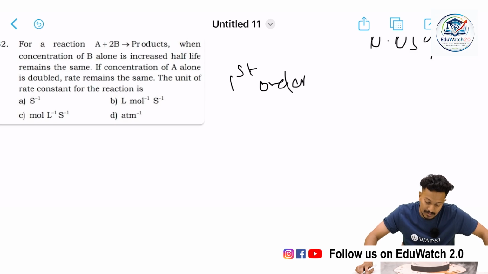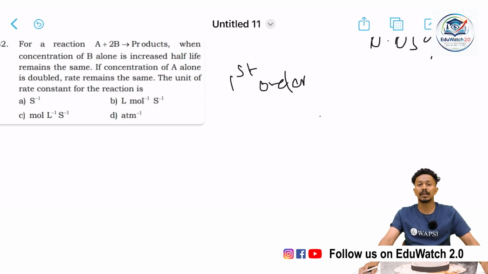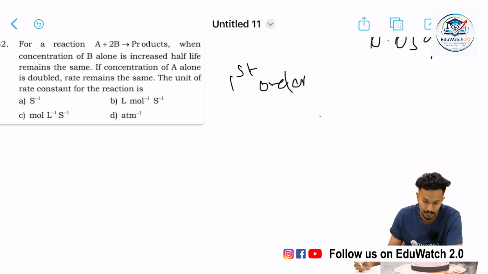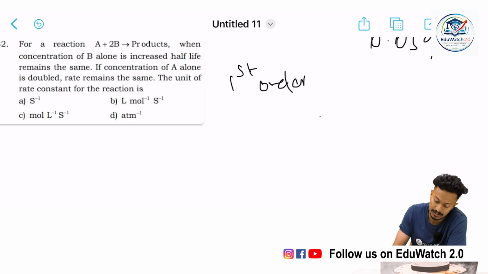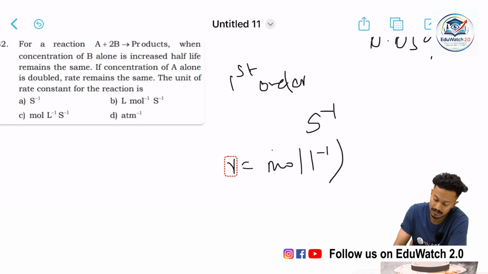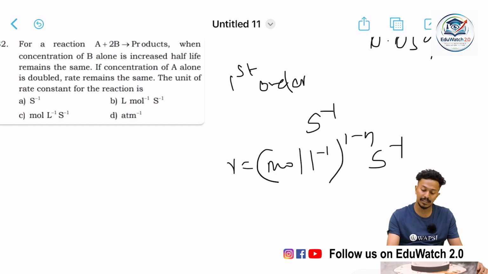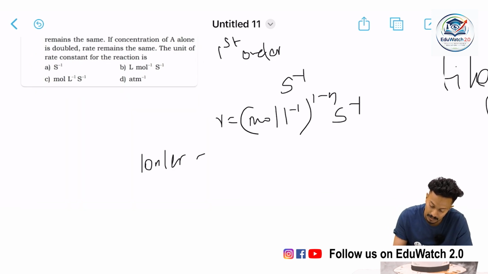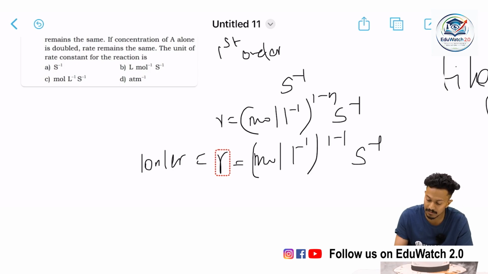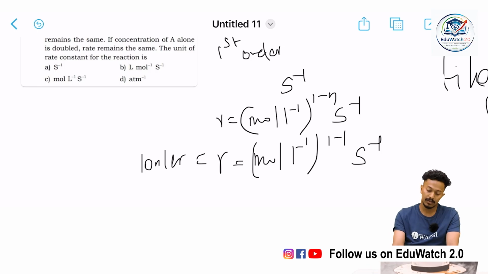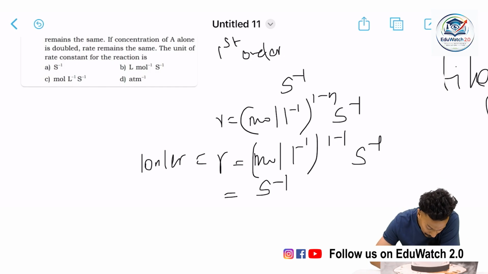If the concentration of A alone is doubled, the rate remains the same. We have to find the unit of the rate constant of a first order reaction. The unit of the rate constant is given by mole liter inverse to the power 1 minus n, second inverse. This is the general formula for finding the unit of a rate constant. For a first order reaction, n is equal to 1, which gives mole liter inverse to the power 1 minus 1, second inverse, which is the power 0. Anything raised to 0 is 1. So the unit of the rate constant would be second inverse, and the correct option would be option A.